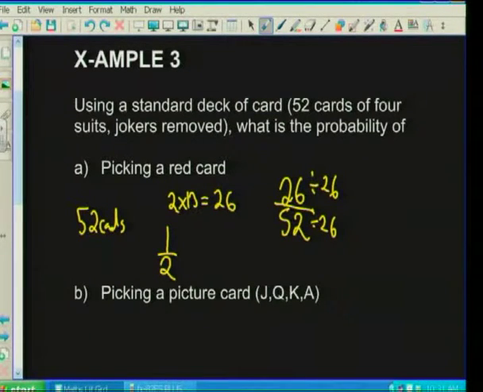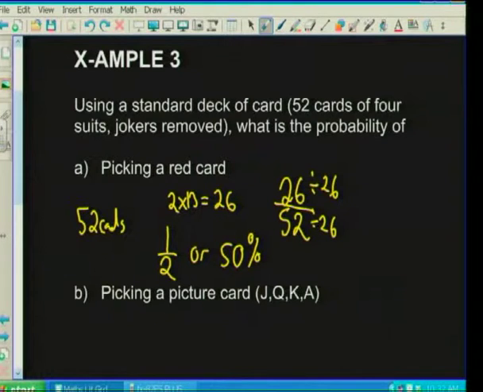So it is a 1 out of 2 chance of picking a red card, or to express it as a percentage, 50%. This is a great way to leave your answer. Give the fraction as well as a percentage, and then there is no uncertainty in terms of your answer, and you probably get 100% for that question.